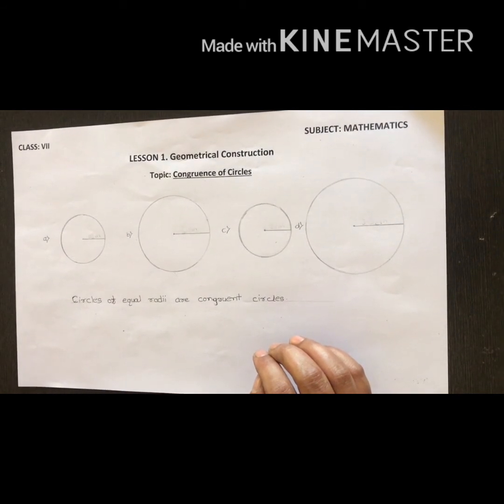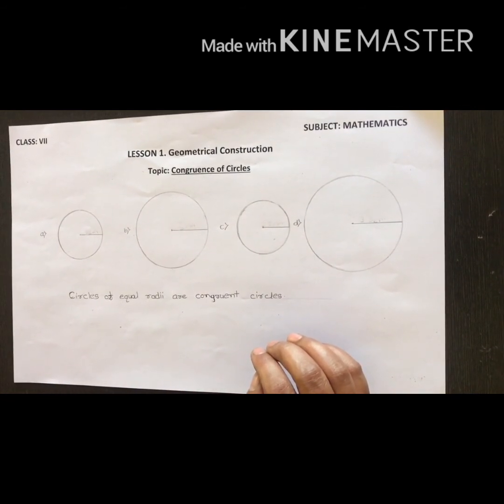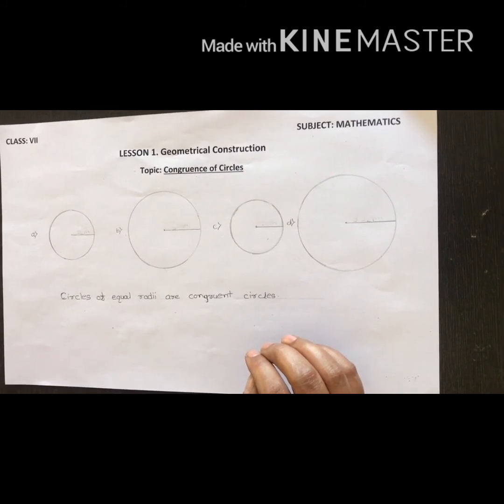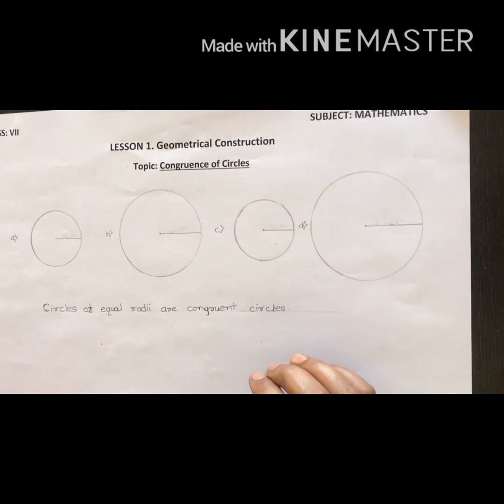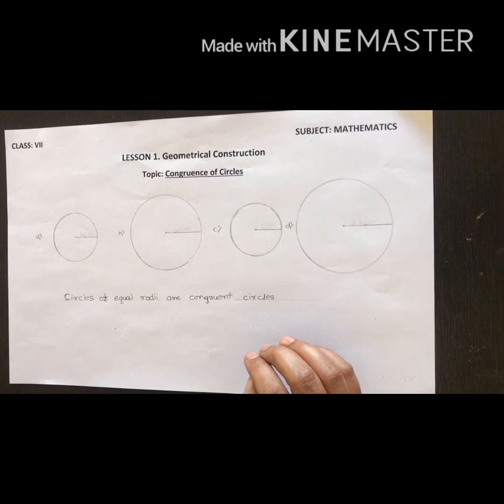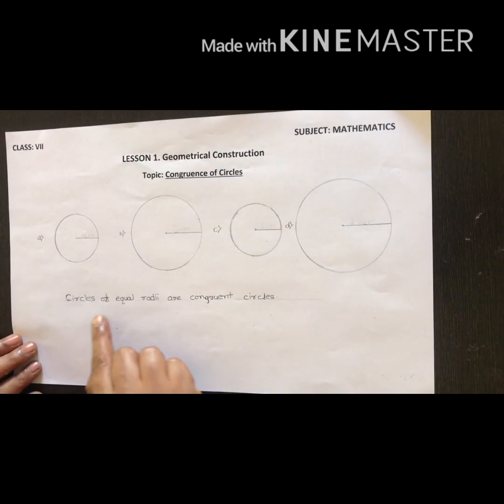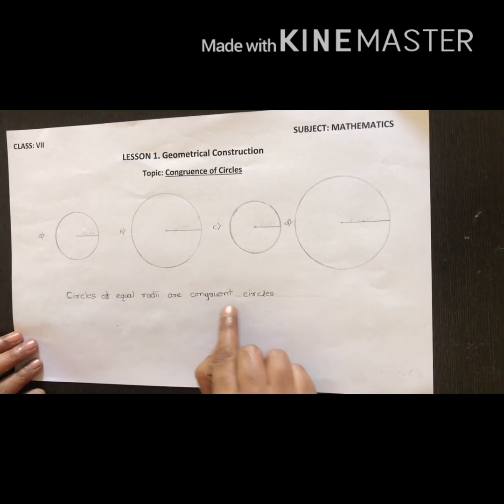So from this activity we come to know the circles in figures A and C coincide, while circles in figure B and C, and in figure A and figure D, do not coincide. Circles which coincide exactly are said to be congruent circles. So, circles of equal radii are congruent circles.